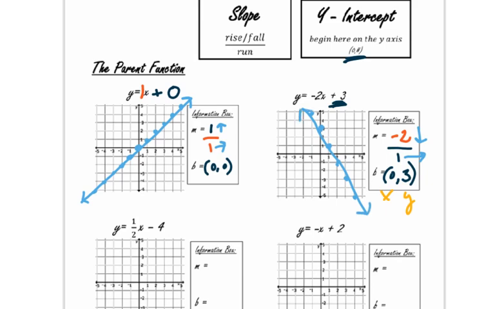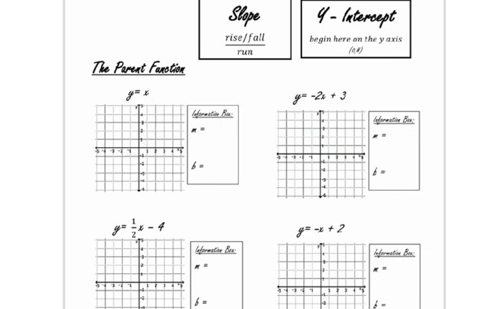Okay, it's a negative slope, so this graph is going down the hill. It's a negative graph. So we're going to try the exact same thing with the next two examples.